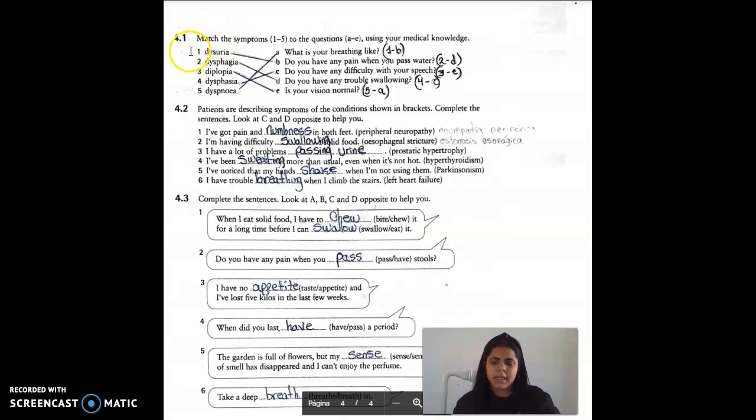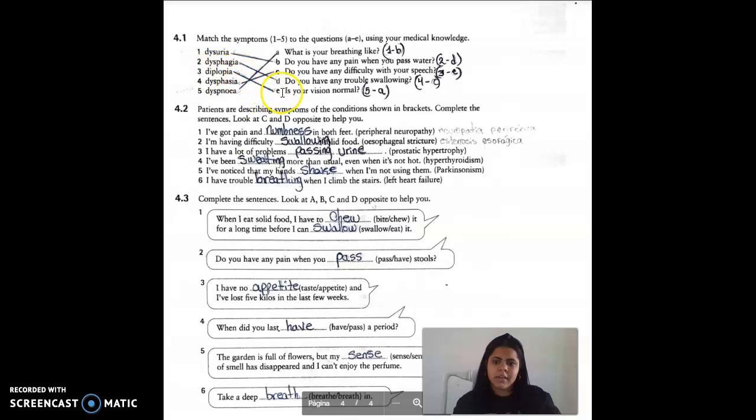For 1, match the symptoms to the questions using your medical knowledge. Dysuria is B. Do you have any pain when you pass water? Dysphagia is D. Do you have any trouble swallowing?